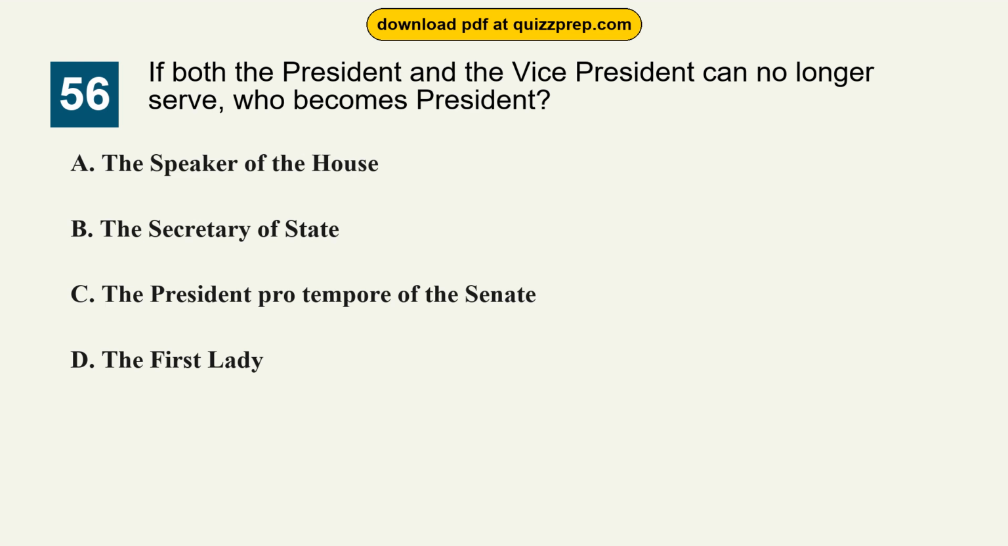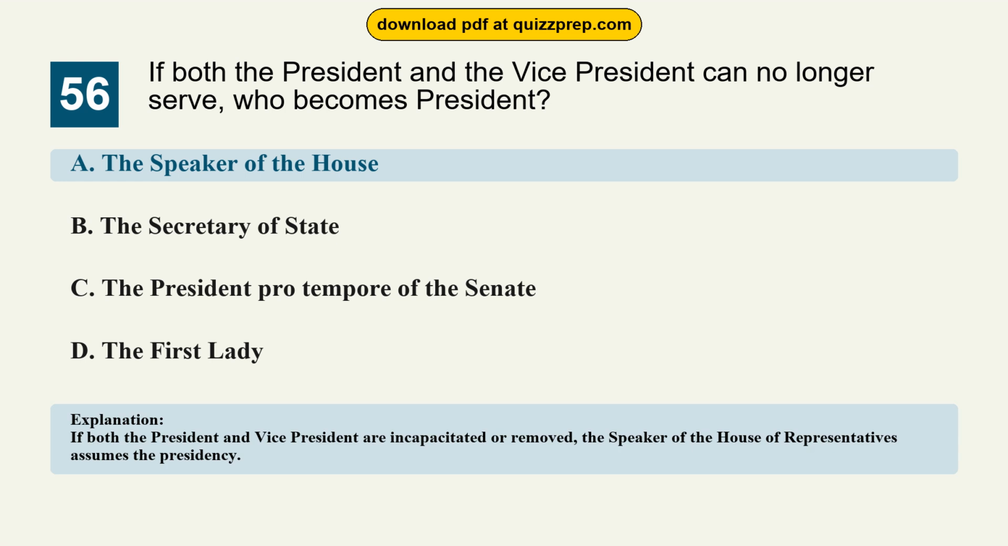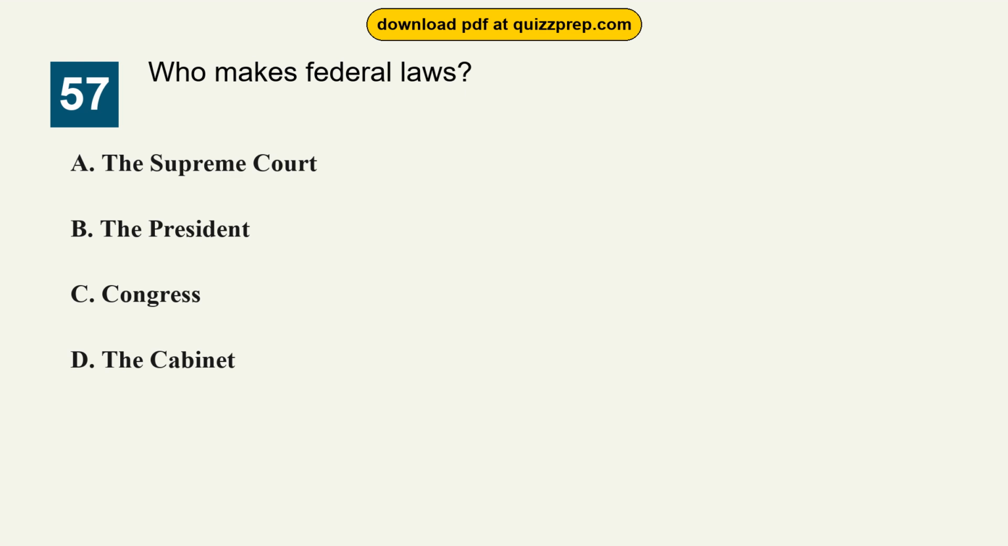Question 56. If both the President and the Vice President can no longer serve, who becomes President? Option A, the Speaker of the House. Option B, the Secretary of State. Option C, the President pro tempore of the Senate. Option D, the First Lady. The correct answer is option A, the Speaker of the House. If both the President and Vice President are incapacitated or removed, the Speaker of the House of Representatives assumes the presidency.